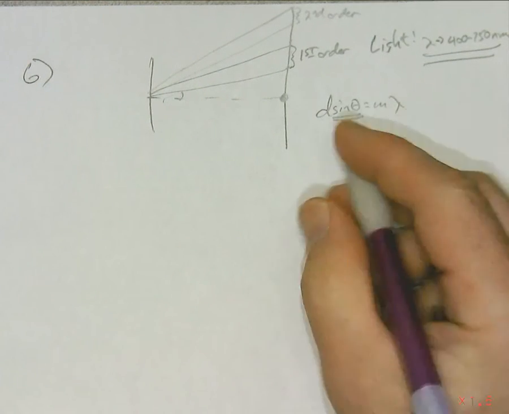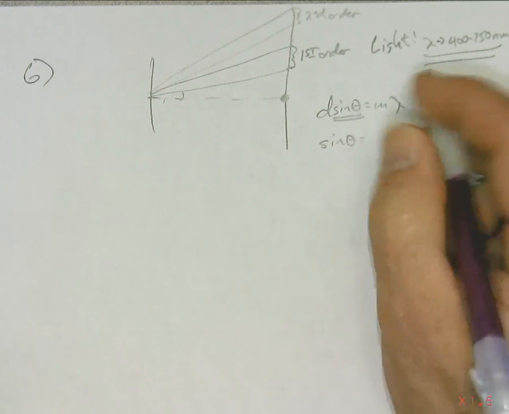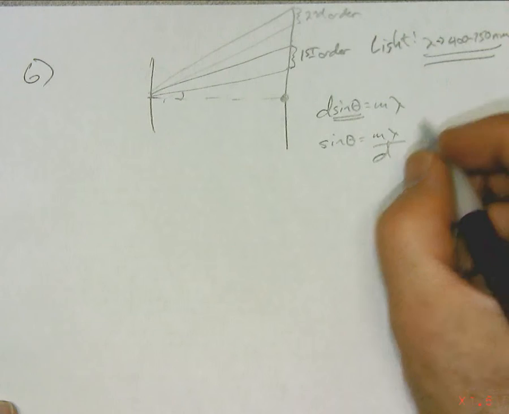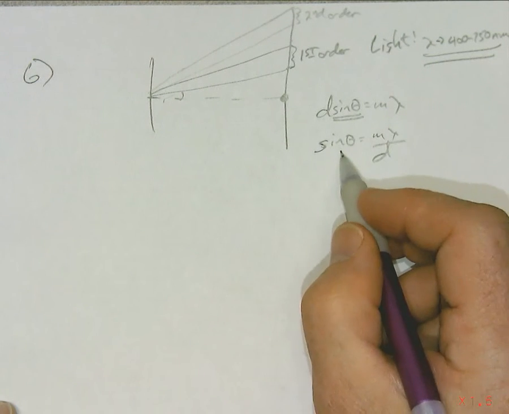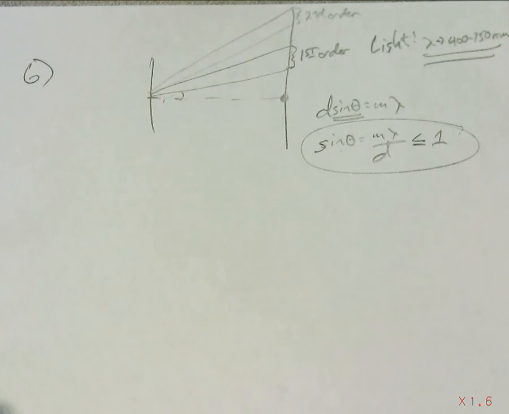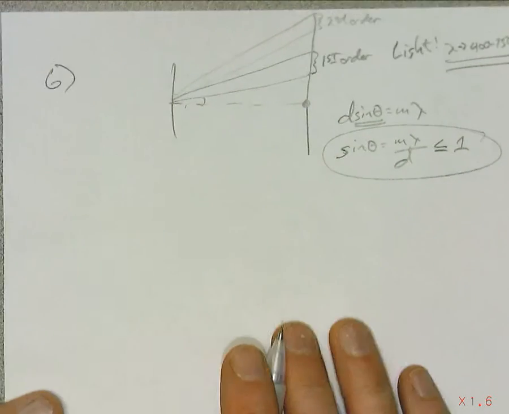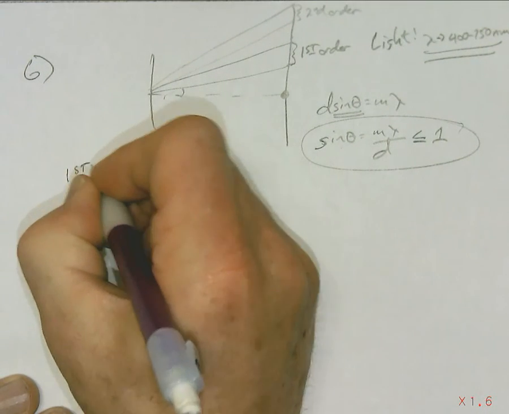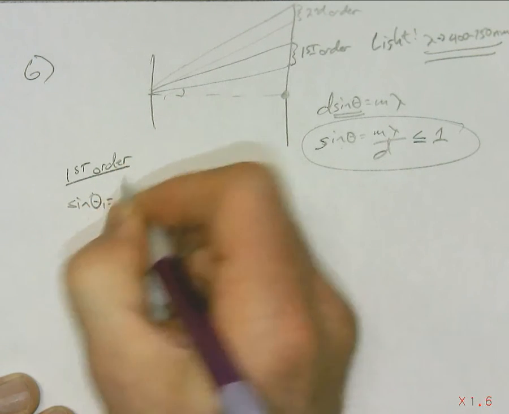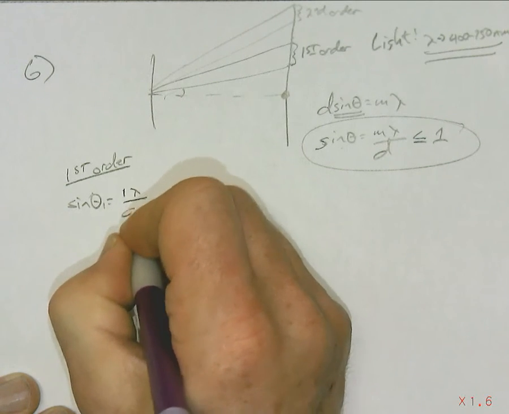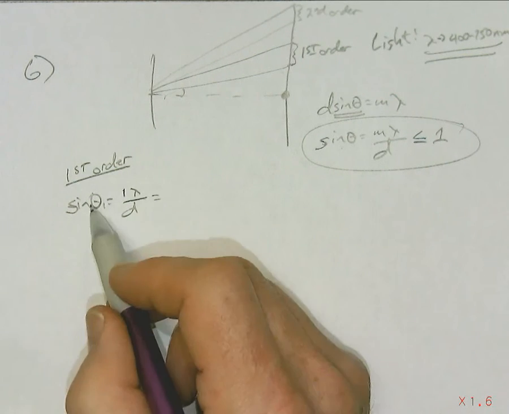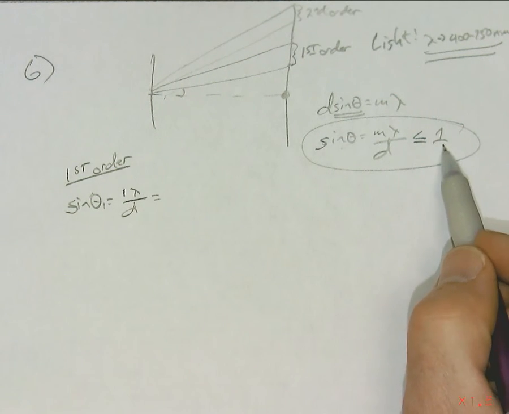So sine of theta is what we want to focus on. Sine of theta is equal to m lambda over d. And so the condition on sine of theta is that it has to be less than or equal to 1. That's the condition that must be satisfied. Well, let's go ahead and solve for the first order situation. In the first order, sine of theta 1 is equal to 1 lambda over d, and this has to be less than or equal to 1.